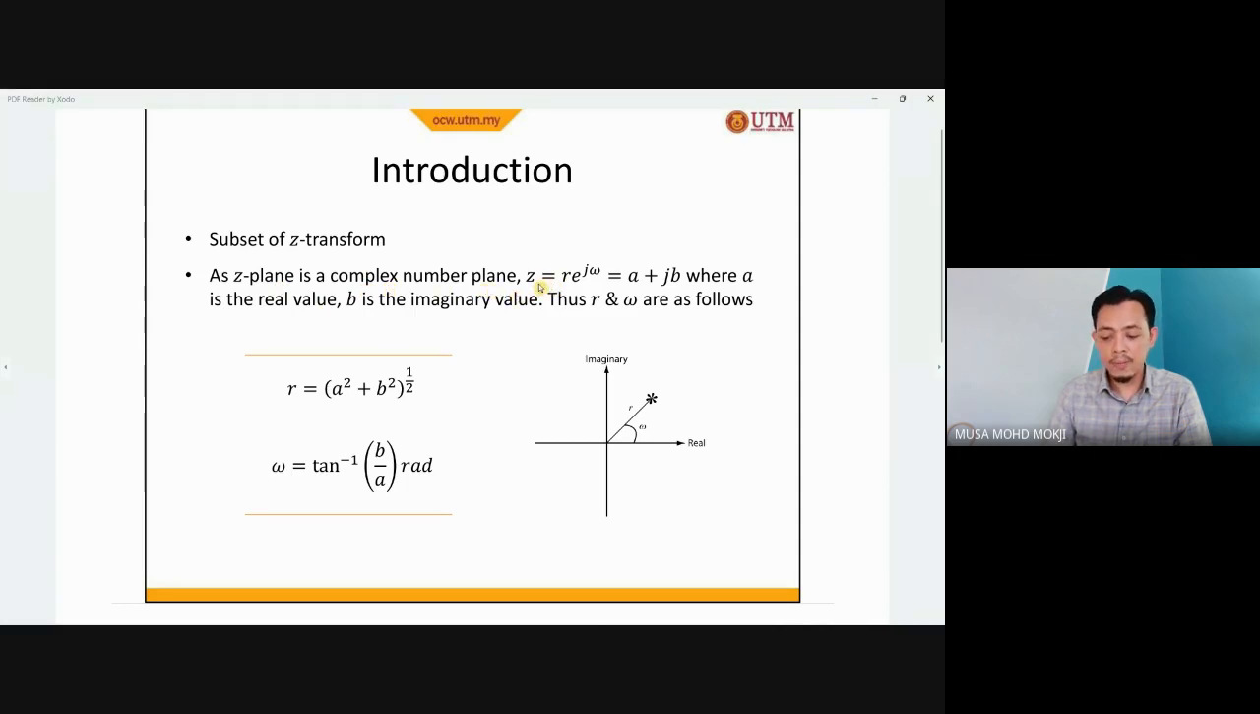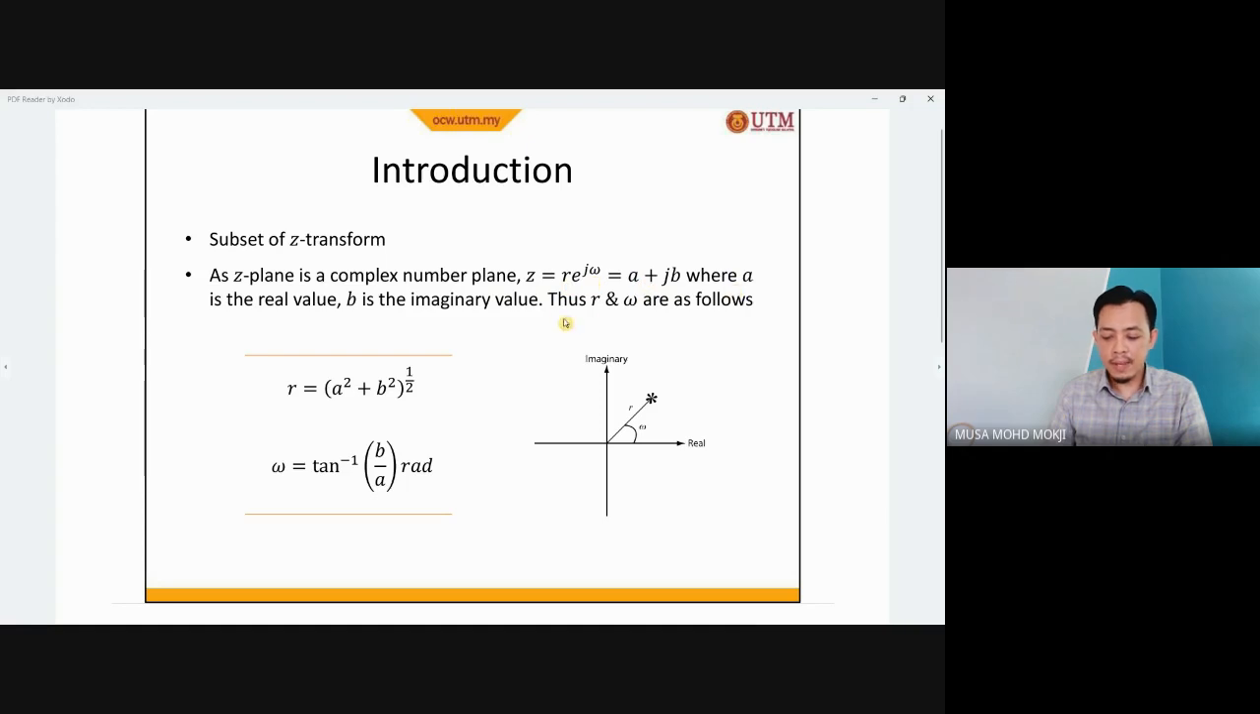We can write it as R e^{jω}, or we can write it as a + jb, where a is the real value and b is the imaginary value. So this is in polar form, and this is in Cartesian form, the coordinate form.